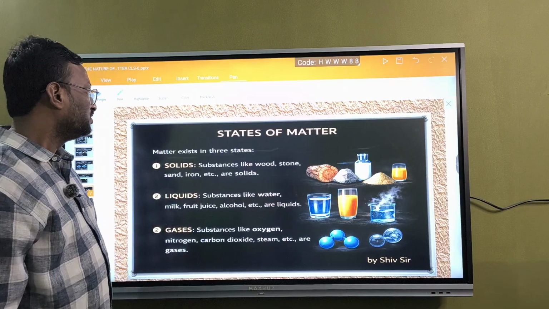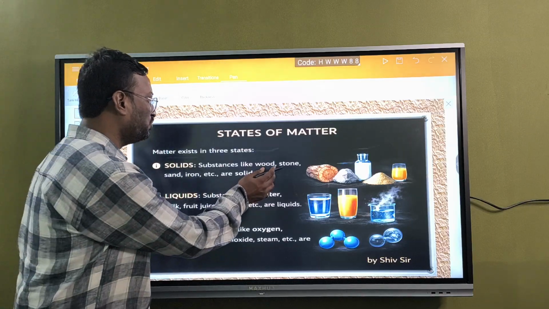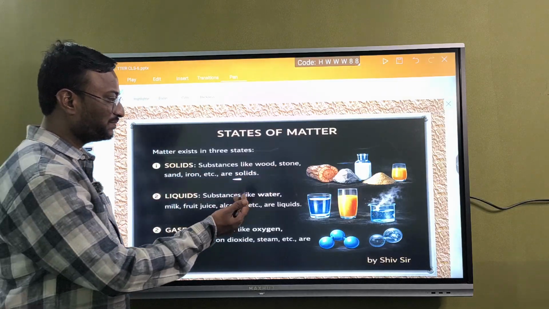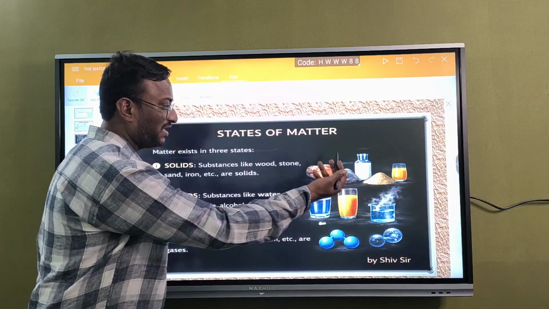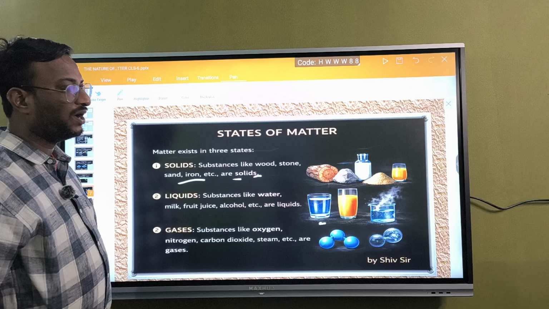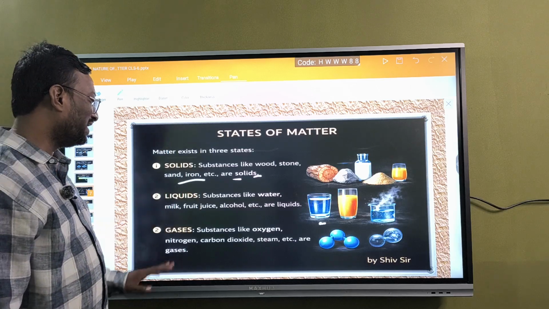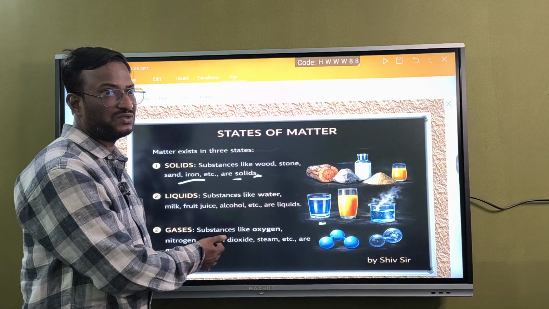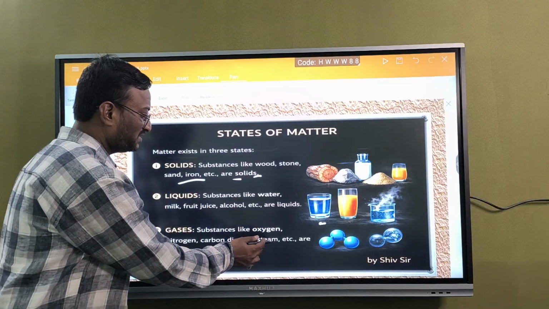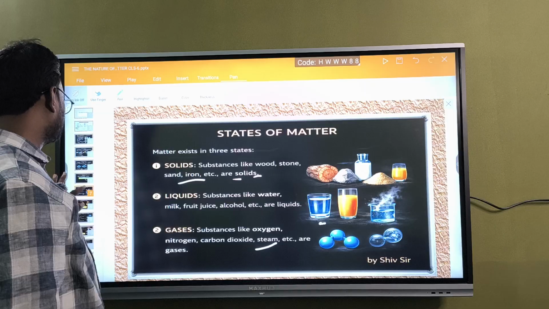Remember children, substances like wood, stone, sand and iron are called solids. Liquids means substances like water, juice, milk, alcohol, fruit juice. And gases are substances like oxygen, nitrogen, helium, carbon dioxide, steam.